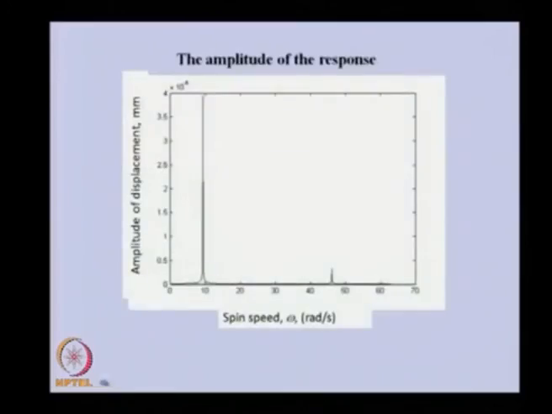Now let us see, at the disk location, how the amplitude of the response changes with changing the speed. If we change the speed, we will see that we get peaks at some locations. These are peaks, these are the critical speeds.